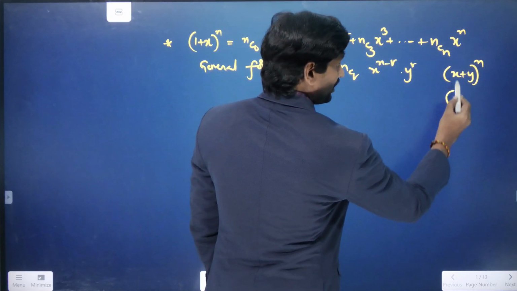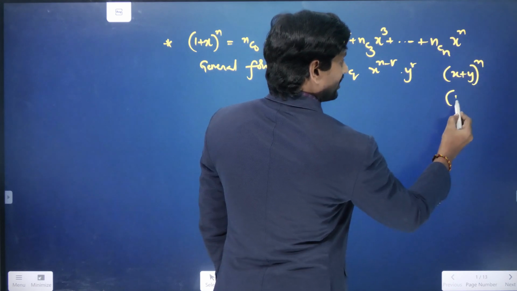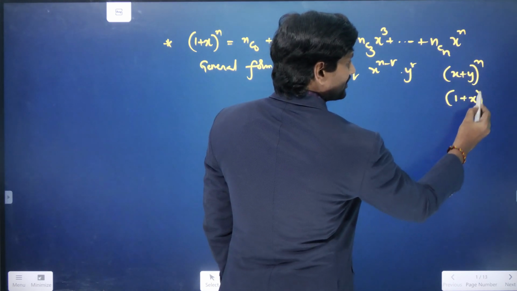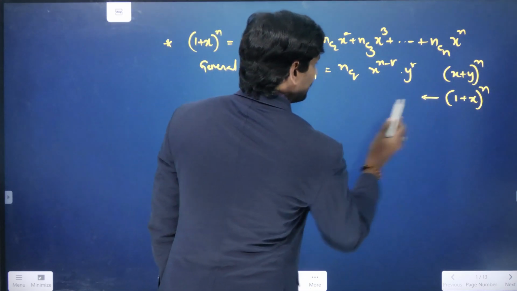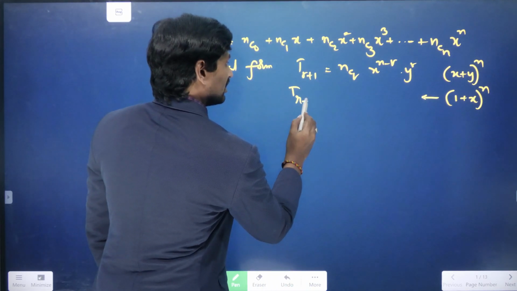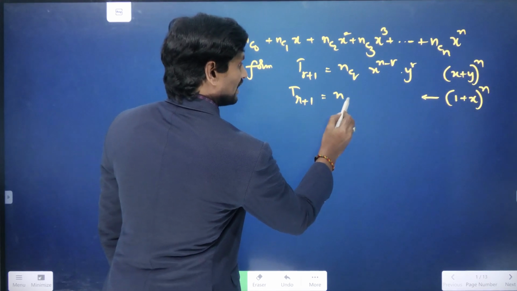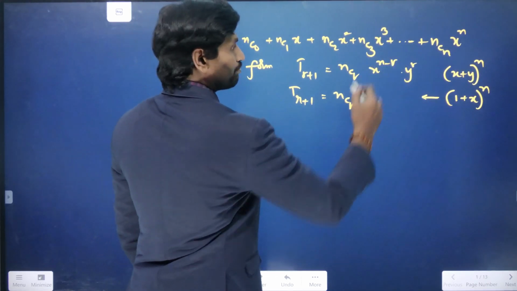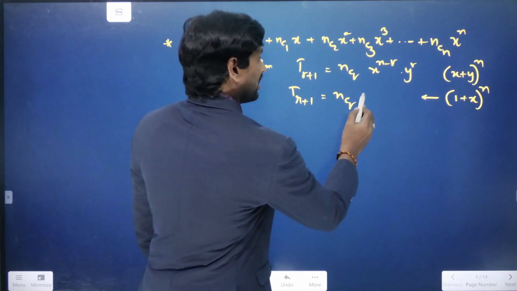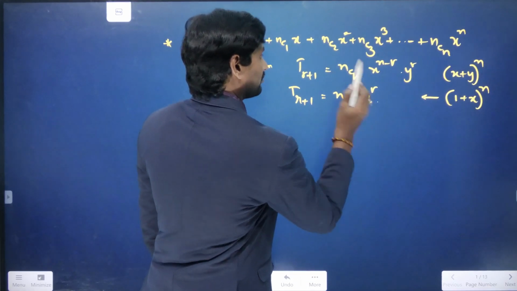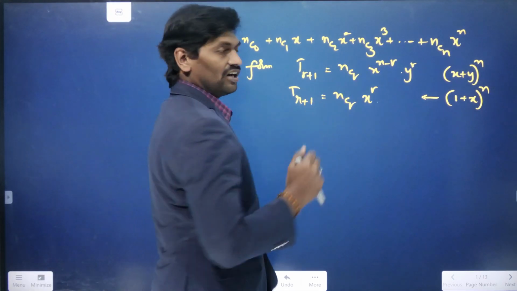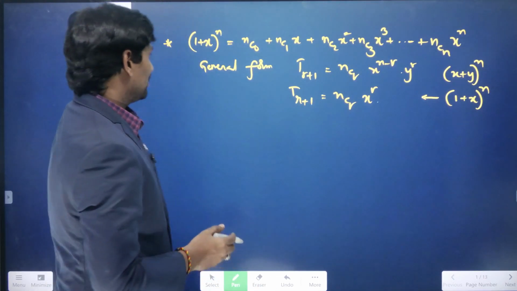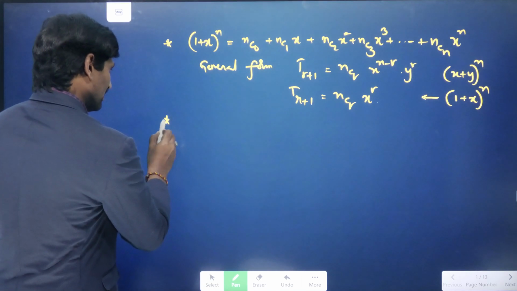If in the place of (x plus y) we have (1 plus x) whole to the power of n, what is its general form? T(r+1) equals nCr 1 power (n minus r) and x power r. So simply the general form is nCr x power r. Now let us see the properties here.